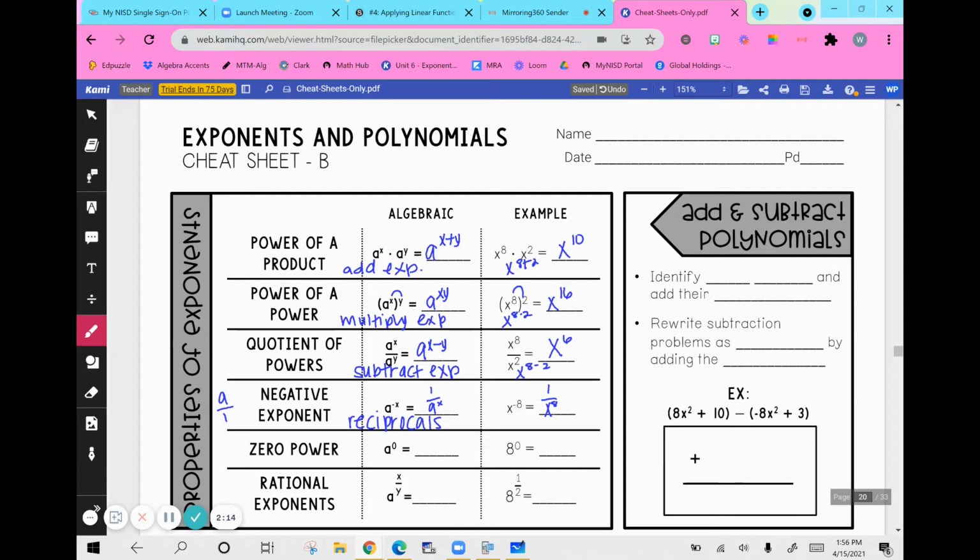Okay? 0 power. Any number to the 0 power is 1. Doesn't matter if it's 1,229 to the 0 power, you're going to get 1. Every time. So 8 to the 0 power is 1.